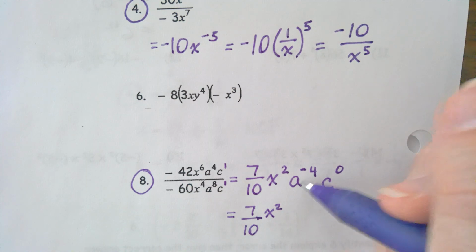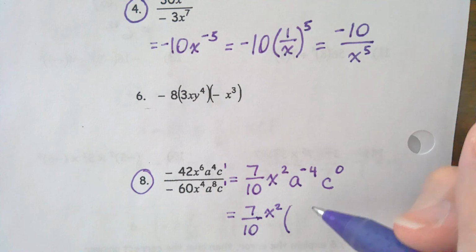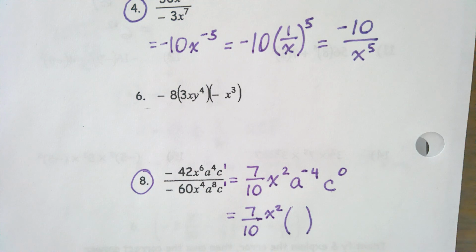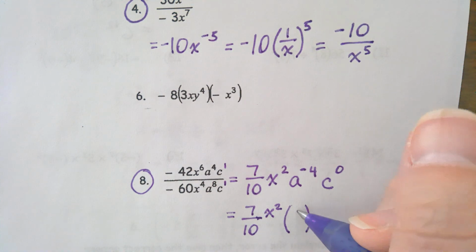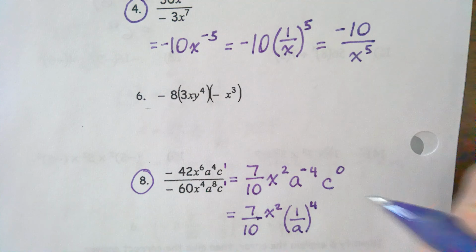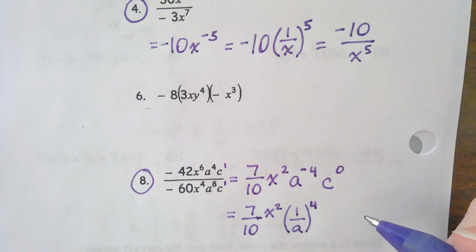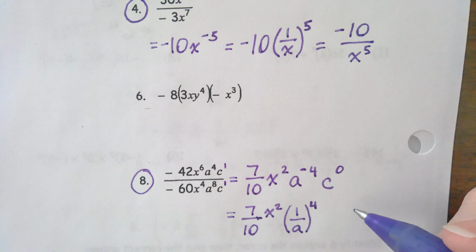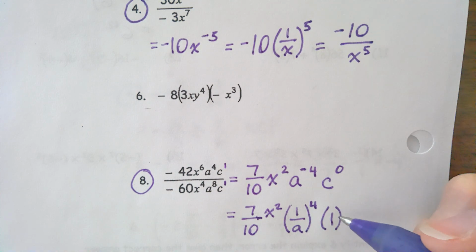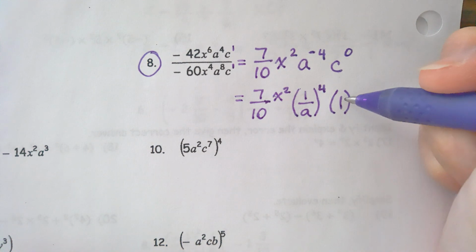So what is a to the -4 then? A to the -4 is what? Yeah. Okay. Thank you, Andy. So 1/a. What's my exponent? 4. Okay. And what is c to the 0? Yep. 1. That's right.